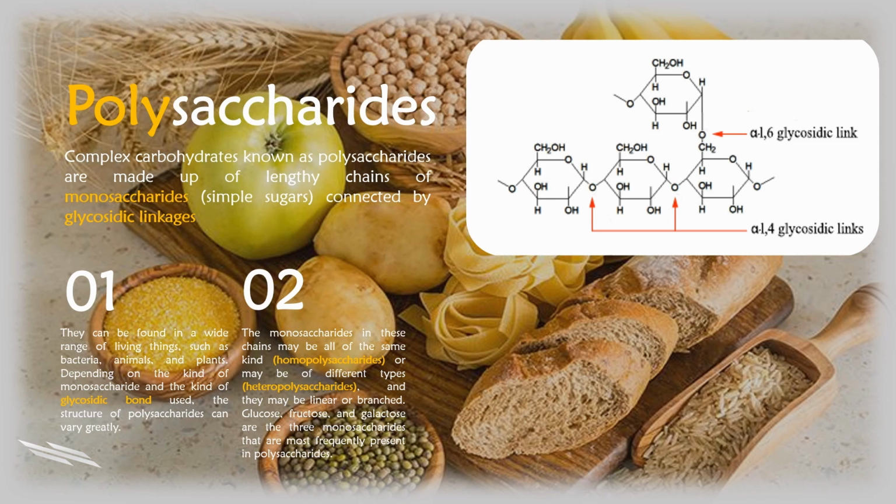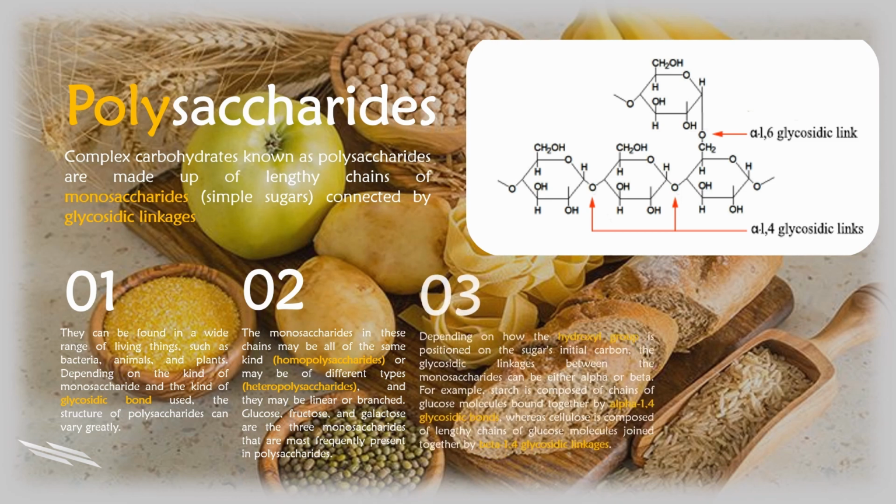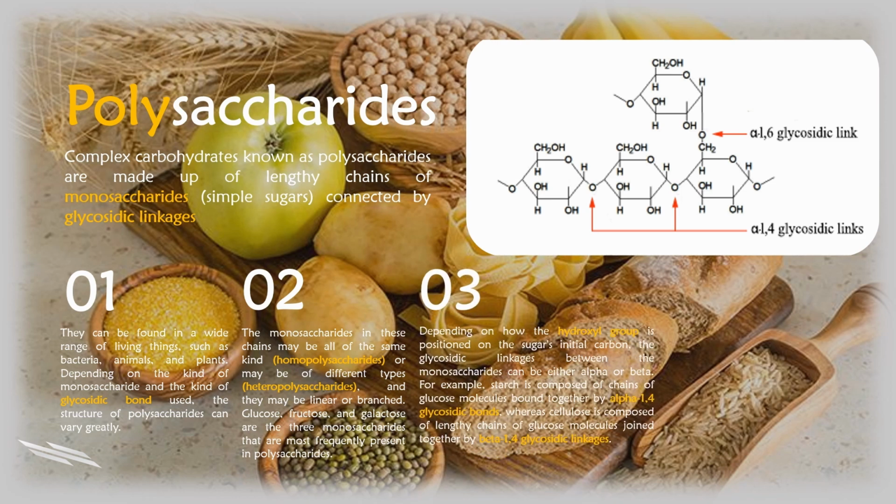Glucose, fructose, and galactose are the three monosaccharides that are most frequently present in polysaccharides. Depending on how the hydroxyl group is positioned on the sugar's initial carbon, the glycosidic linkages between the monosaccharides can be either alpha or beta. For example, starch is composed of chains of glucose molecules bound together by alpha 1,4 glycosidic bonds, whereas cellulose is composed of lengthy chains of glucose molecules joined together by beta 1,4 glycosidic linkages. Some monosaccharides can create connections with more than two close sugars in polysaccharides, which can likewise branch to variable degrees. The polysaccharide's characteristics and functionality may be impacted by this branching.